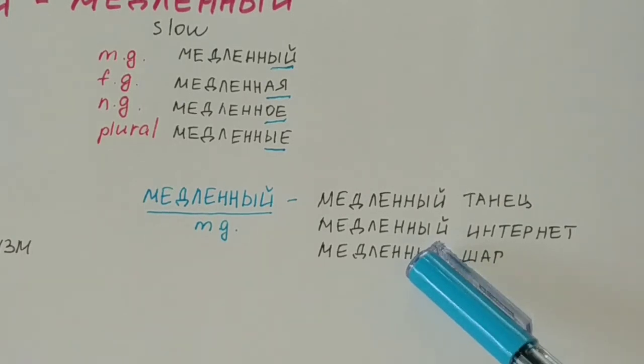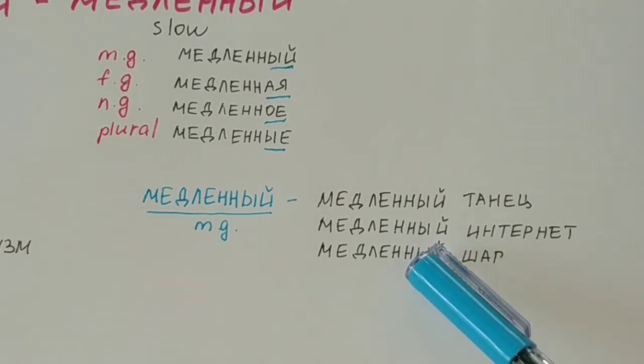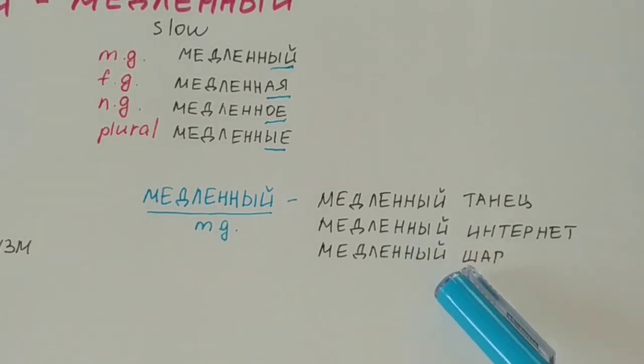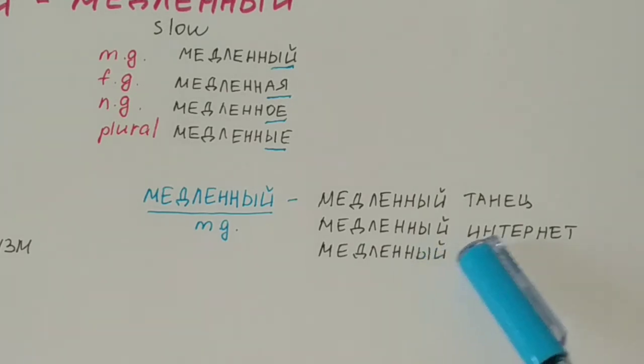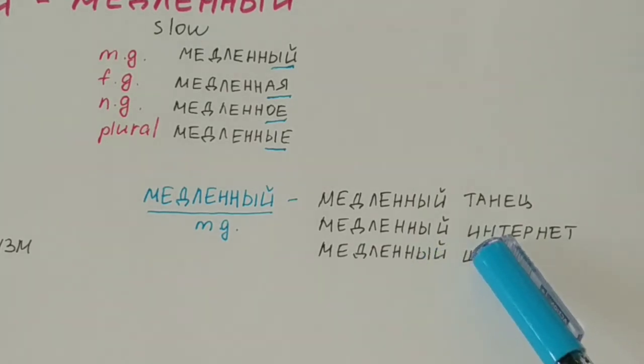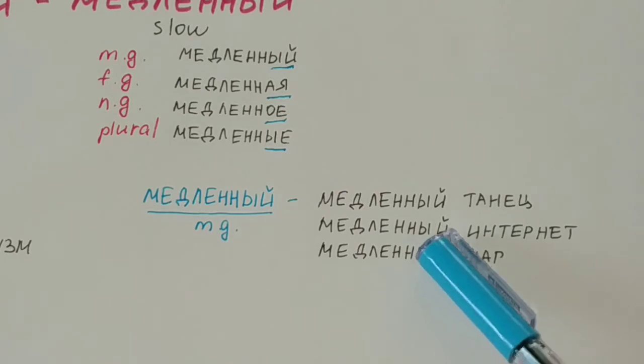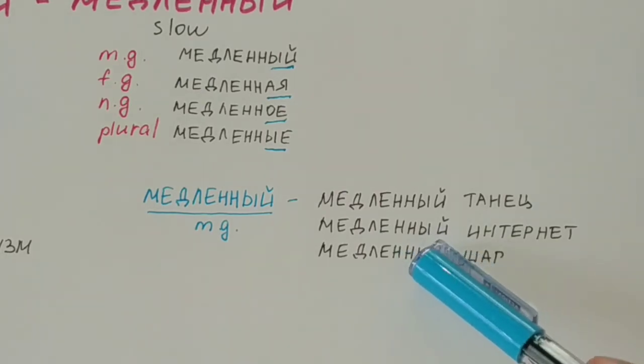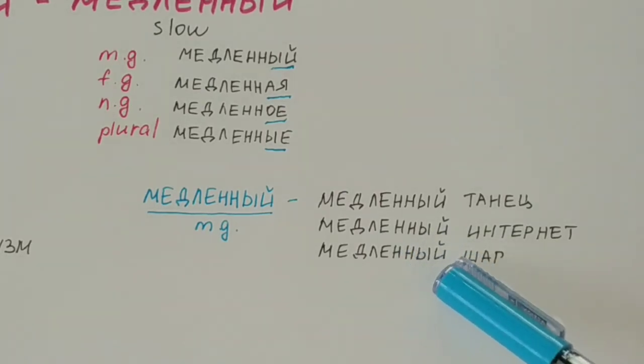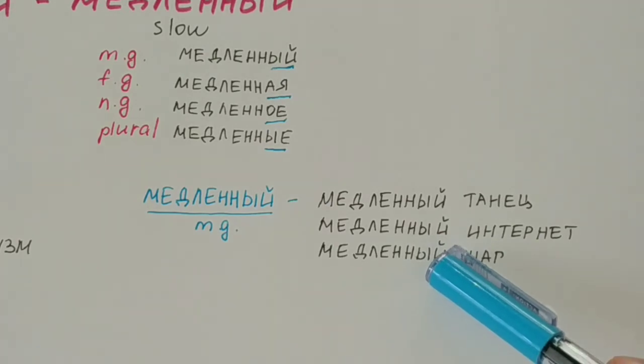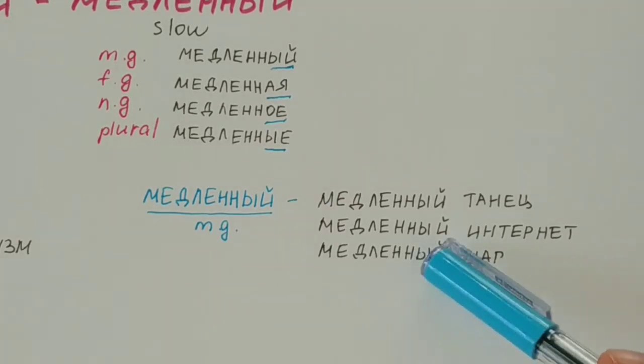Next, we have a very annoying thing, which is медленный интернет. You can guess that интернет means internet, and of course, медленный интернет means slow internet, and it's something that I think all of us hate a little bit or a lot.